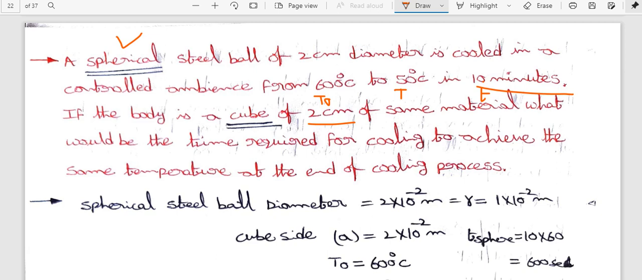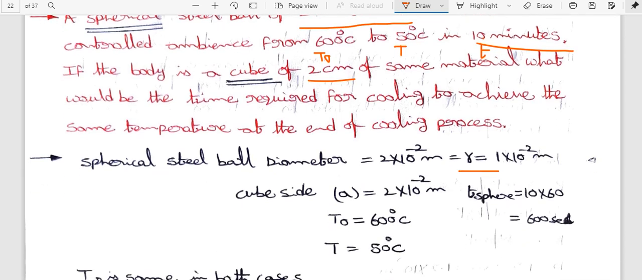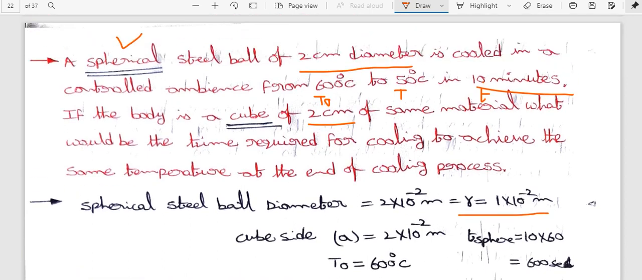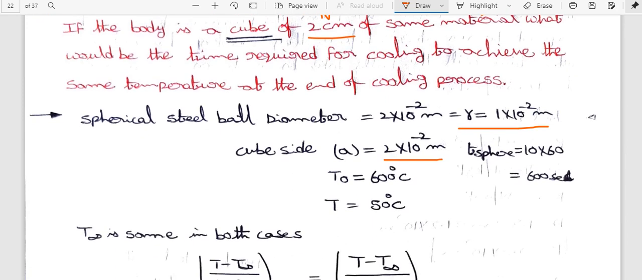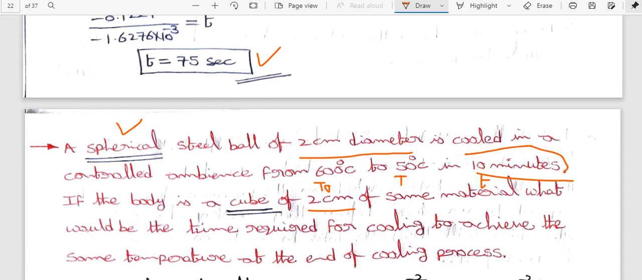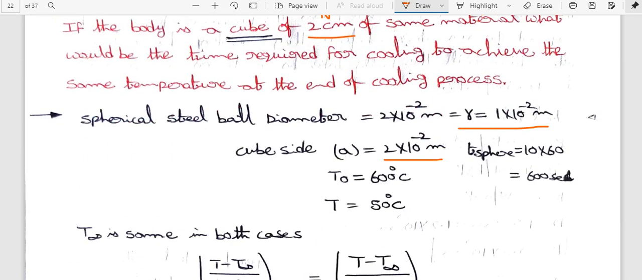So here, spherical steel ball and cube. What is the spherical steel ball diameter? 2 centimeters. So here radius is equal to 1 into 10 power minus 2 meter. And what is the cube dimension? So here the cube, one side is 2 into 10 power minus 2. And the time value is given for the sphere. So here time is equal to 10 minutes, converted into seconds, 10 into 60 is equal to 600 seconds. So here T naught equals 600 and T equals 50.